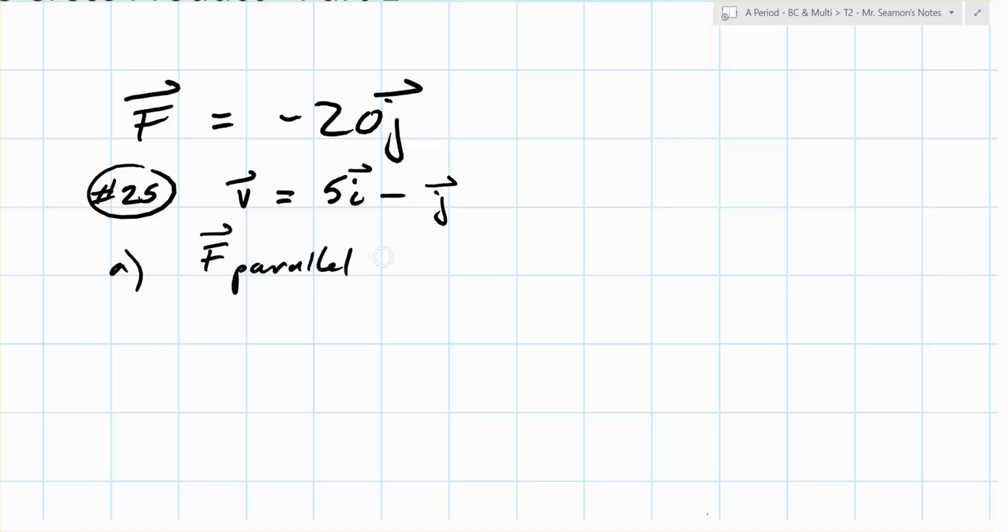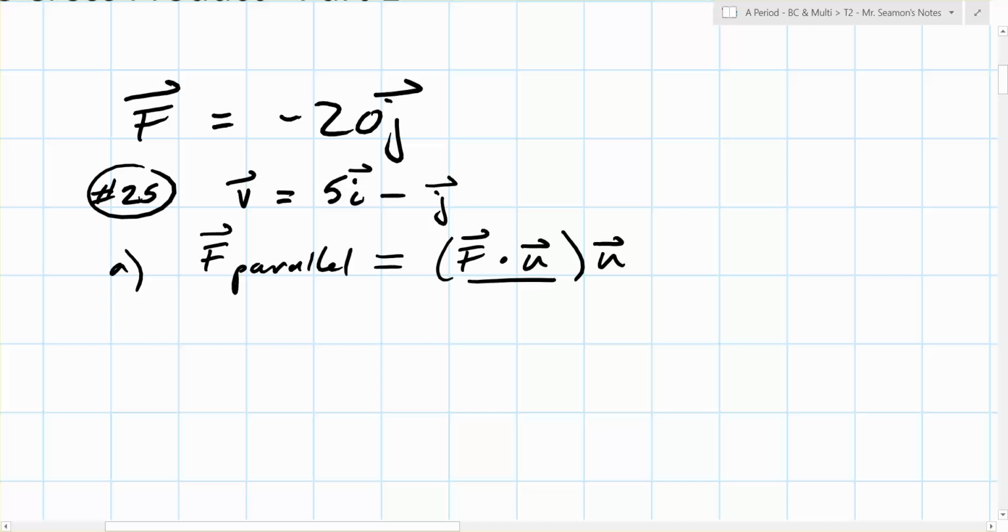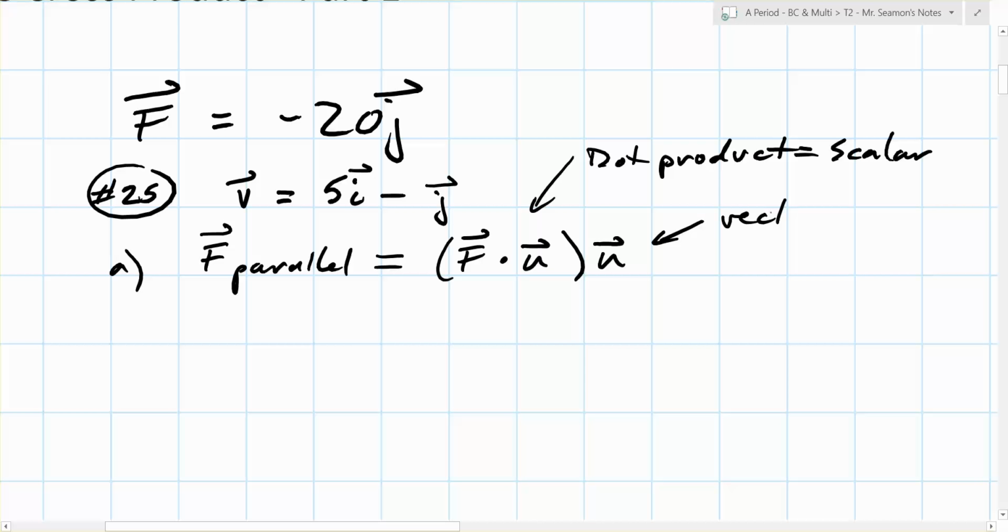We know that F parallel is equal to F dot U times U. What is that? That's a dot product. A dot product is a scalar, and this right here is a vector. So this is the magnitude we want, and U is the direction we want to go in.